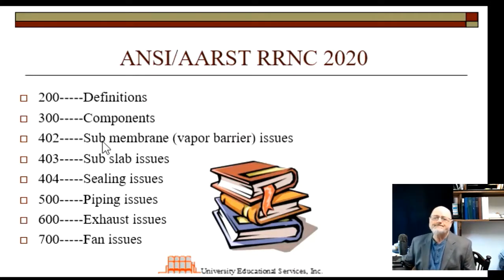And then how do you seal the vapor barrier into its place, the type of caulking, etc. That's all given in section 404. Piping issues, as you'll see, it will talk about the types of piping that you can use or that you should use. Section 600 talks about exhaust issues. We're going to be taking the radon gas, we're going to be exhausting it to outside before it has a chance to get into the building. And so where do you exhaust it exactly? And that's dealt with in section 600.